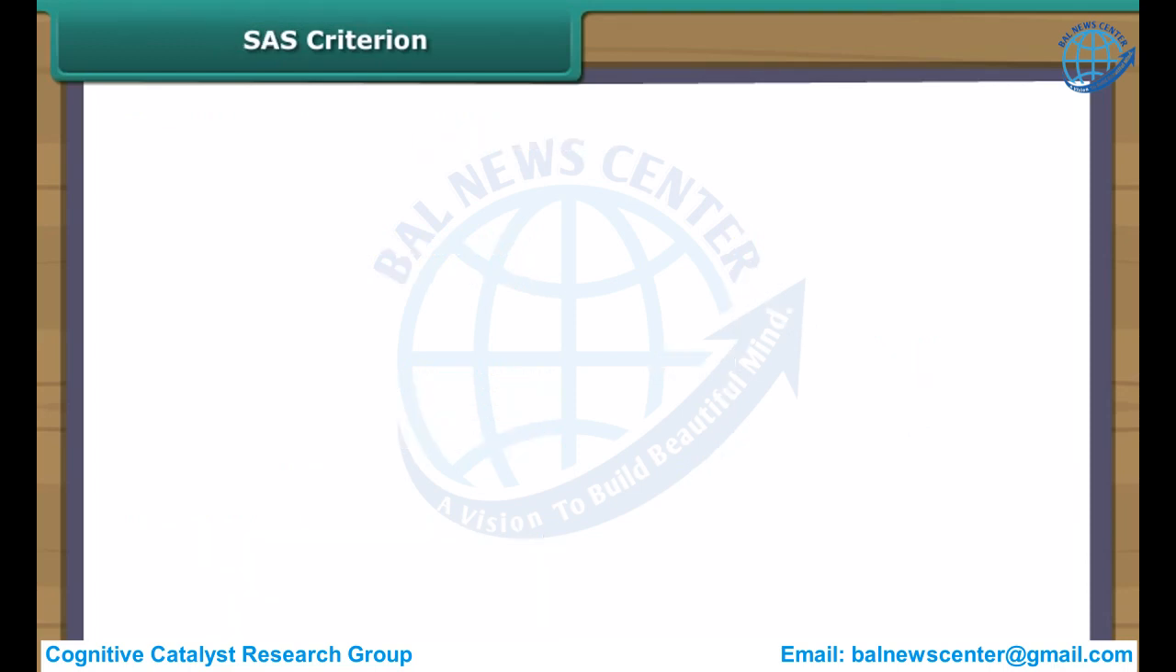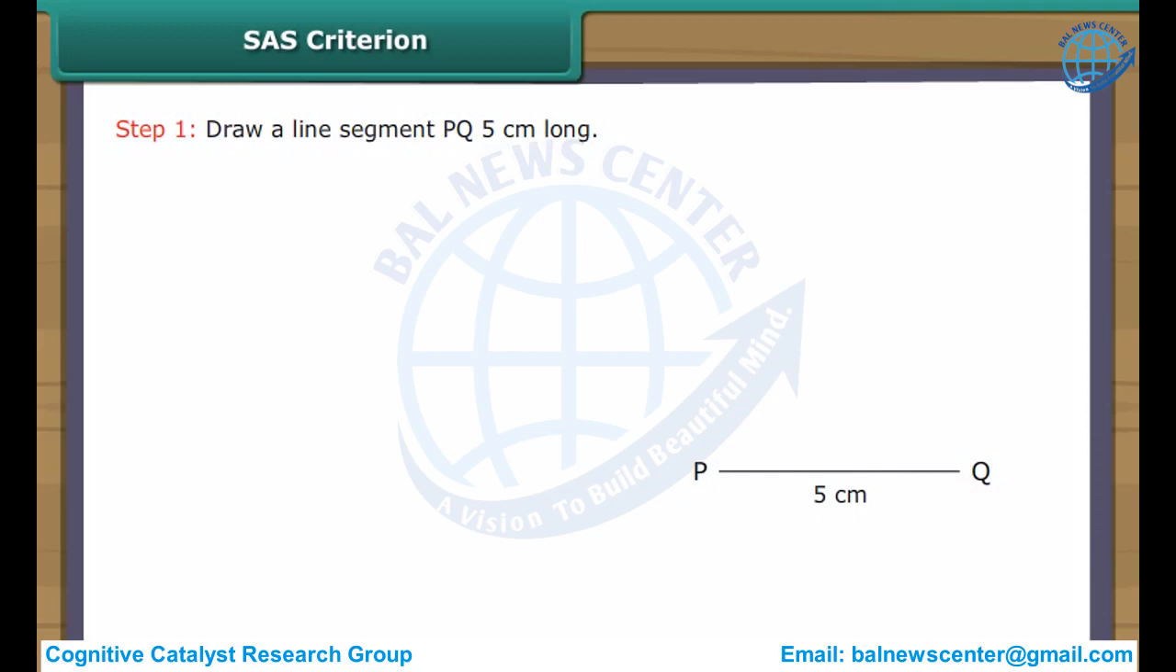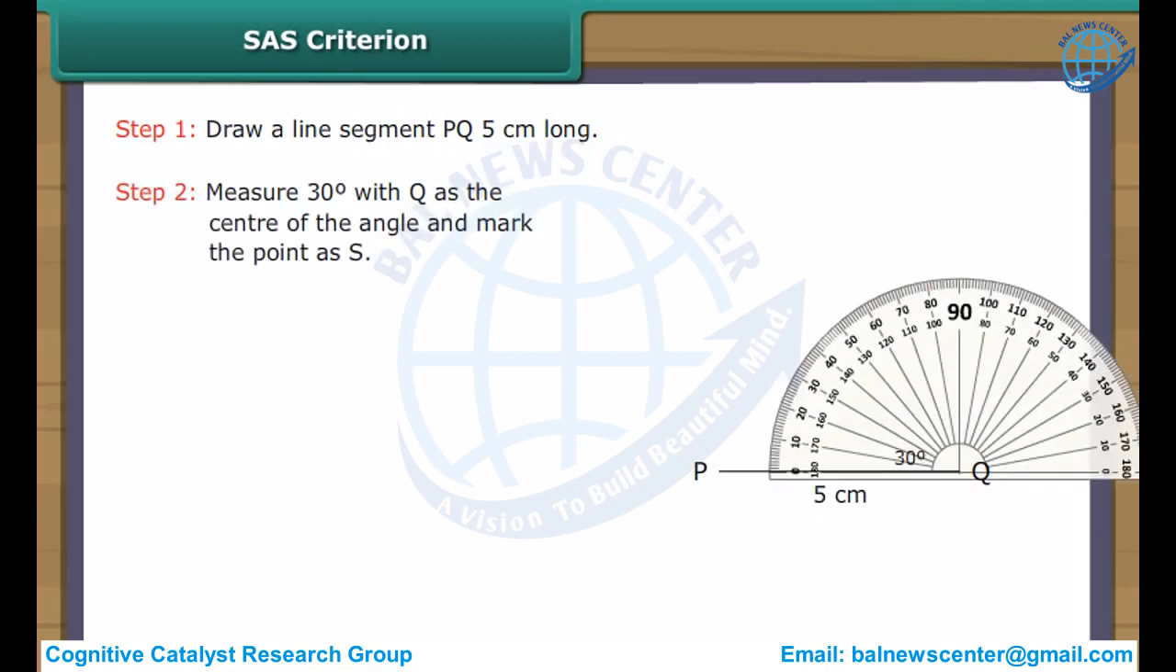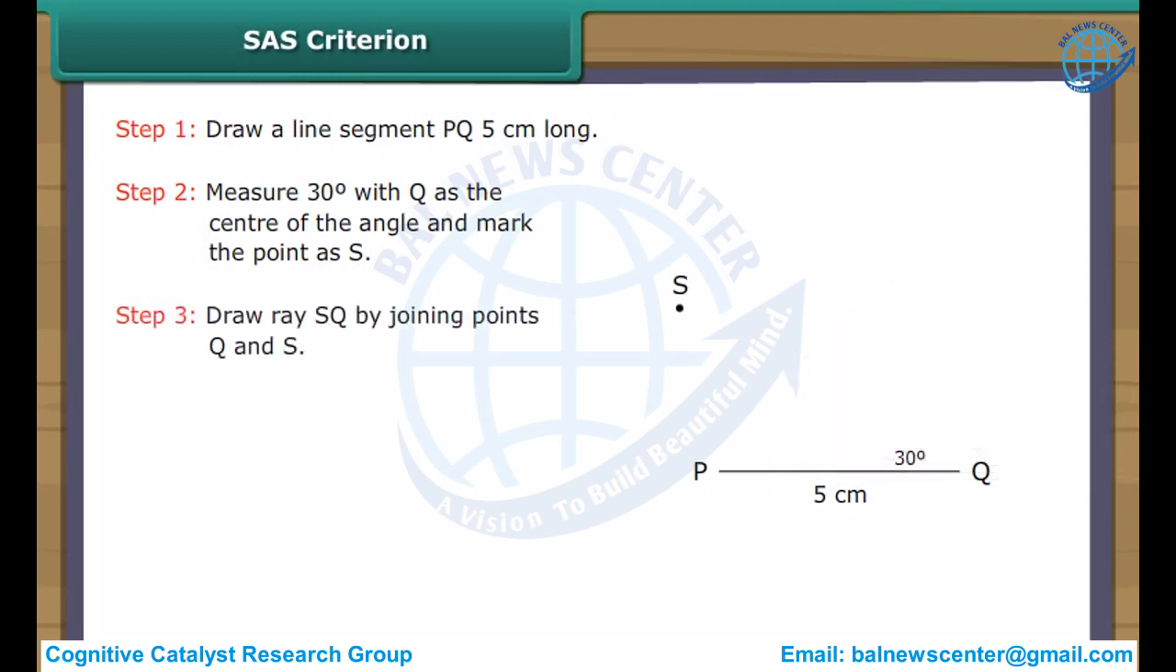SAS criterion. Let us now draw a triangle whose two sides measure 4 cm and 5 cm and the included angle measures 30 degrees. Draw a line segment PQ 5 cm long. Measure 30 degrees with Q as the center of the angle and mark the point as S. Draw ray SQ by joining points Q and S.